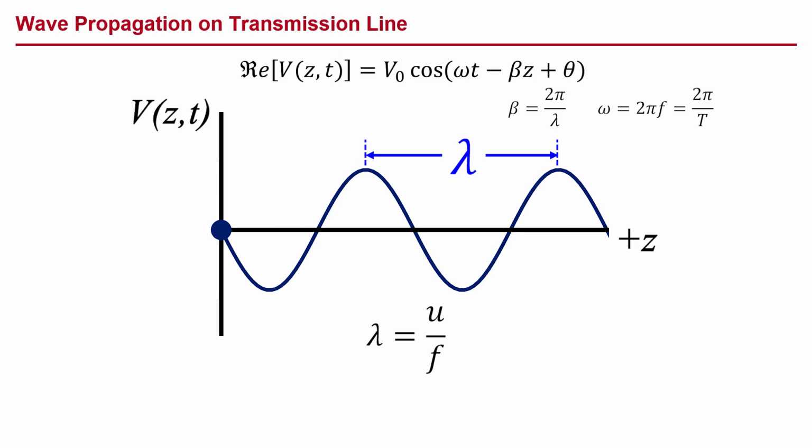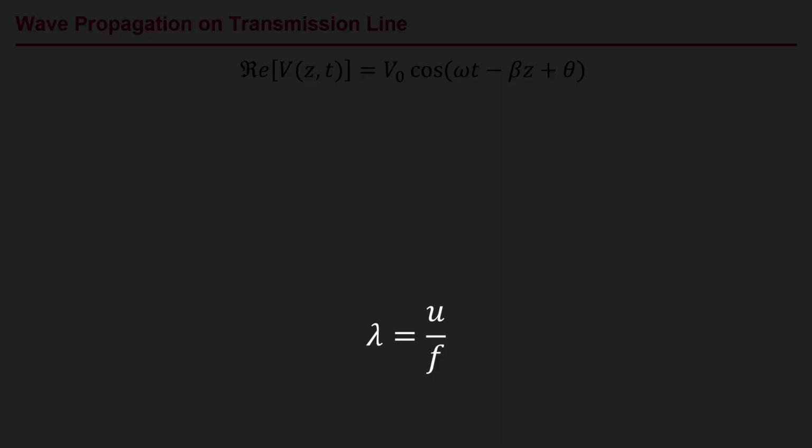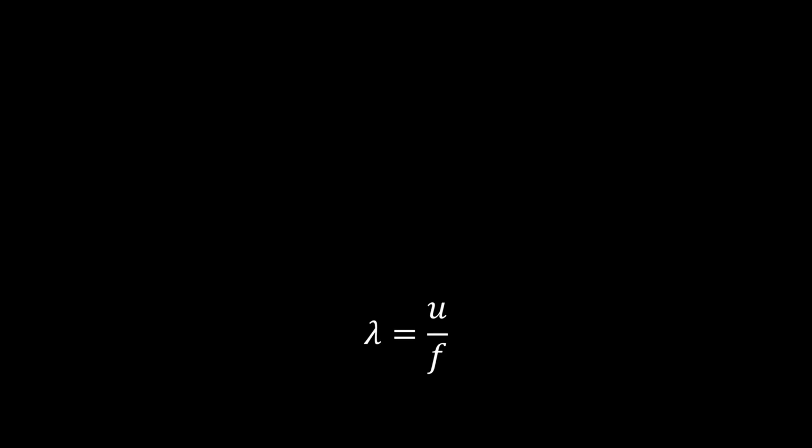Doing a quick dimensional analysis, we can express speed in meters per second divided by frequency in cycles per second. The per second terms cancel, and we're left with meters per cycle, which is the wavelength. This relationship between wavelength, speed of propagation, and frequency is central to everything we do with transmission lines. Indeed, it is the very reason that transmission lines exist.